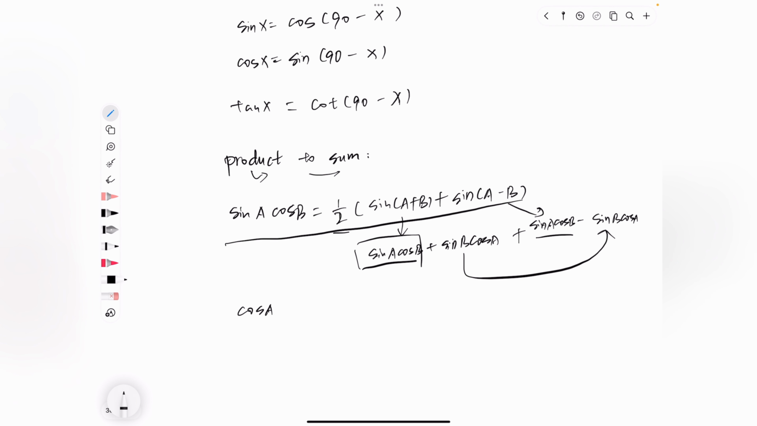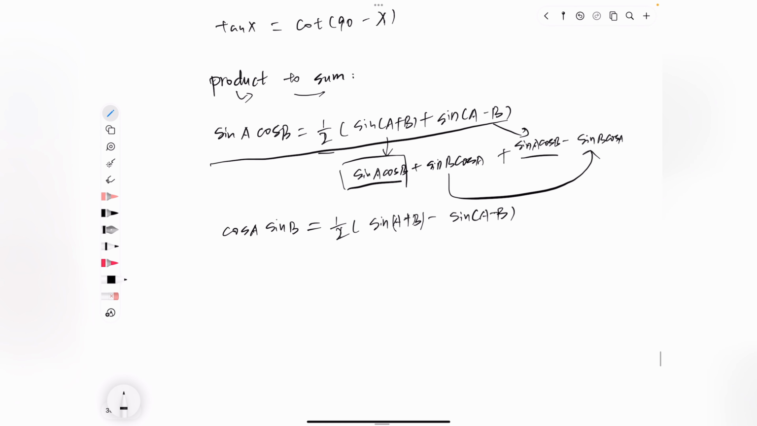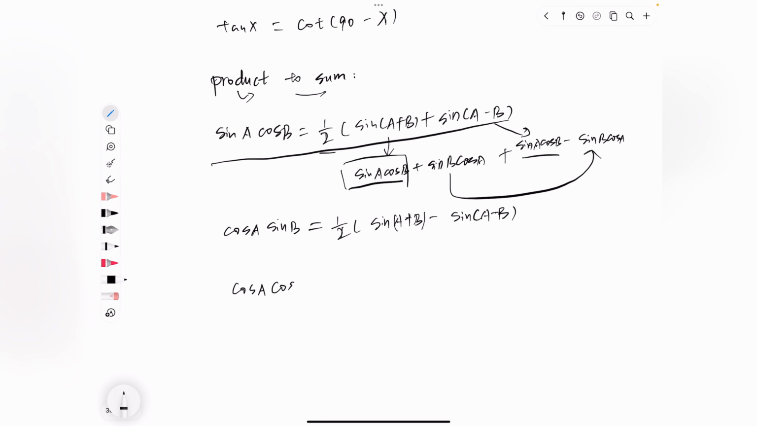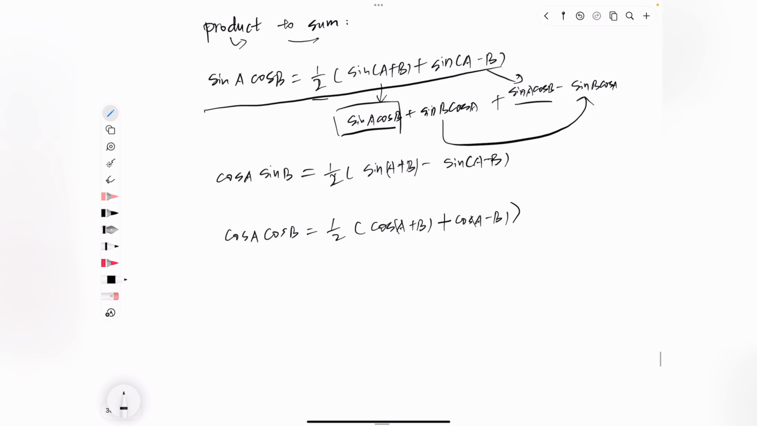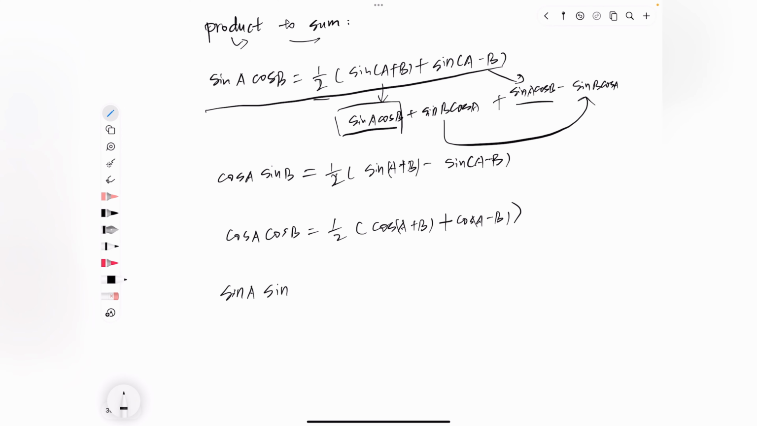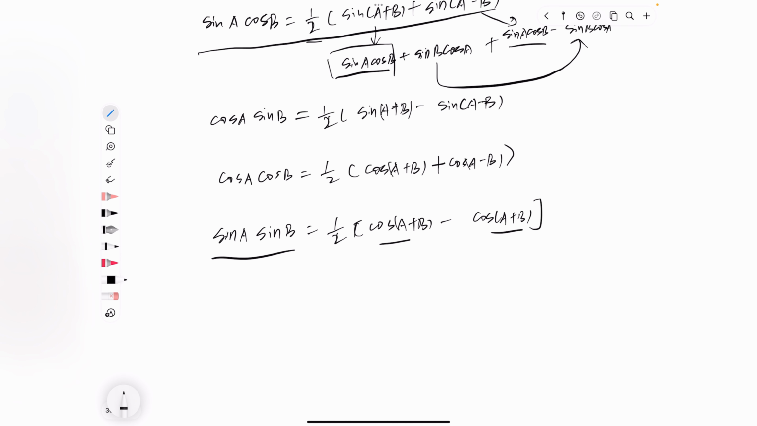And if we have cosine A sine B, we will have 1/2 sine A plus B minus sine A minus B. Cosine A cosine B will give us 1/2 cosine A plus B plus cosine A minus B. If we have sine A sine B, we'll have 1/2 cosine A minus B minus cosine A plus B. We can get this from the sum of the angle formula.